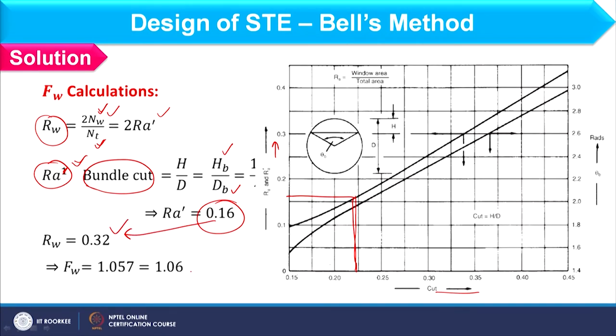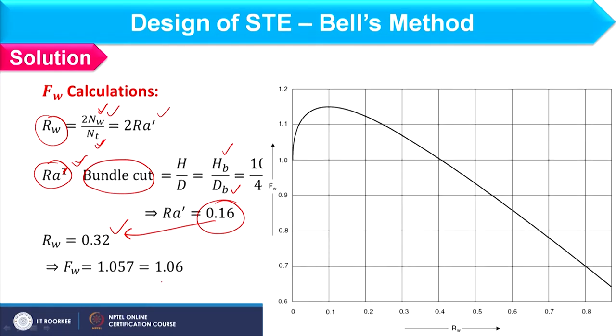Once you have all these values, you can trace Rw over here. That should be 0.33. So somewhere here it will lie, and then you can read the value from here. So the value should come as 1.06. Right. So in this way you can find out the window correction factor, and now we will focus on the bypass correction factor.